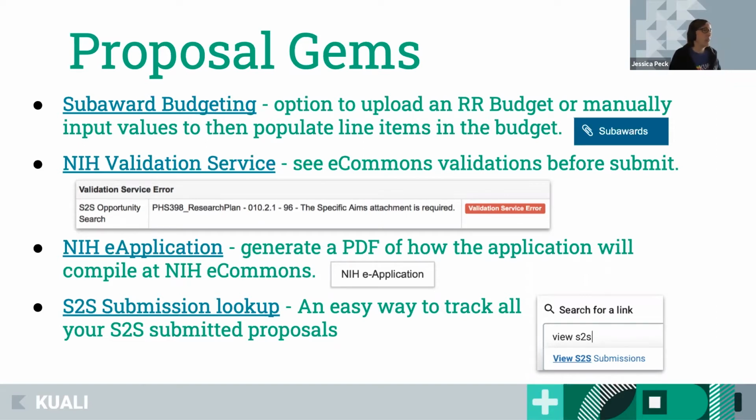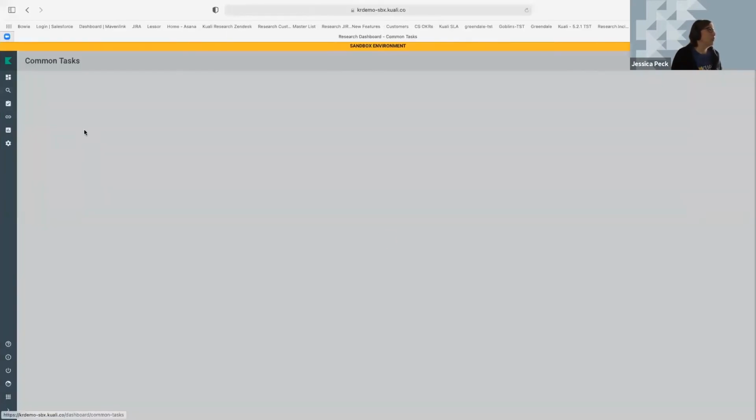And then last but not least is the system-to-system submission lookup. So we actually have a specific lookup to allow you to look at all prior system-to-system submissions, which is a nice tool and reference. So let's go and look at some of these things. Let's get into a proposal that I've created.